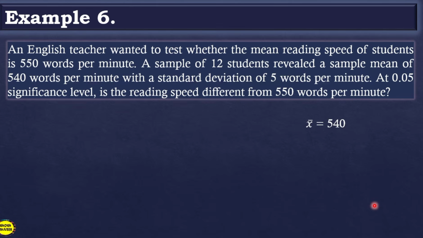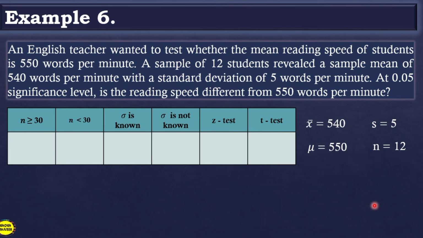So the sample mean is 540 and the population mean is 550. The sample standard deviation is 5 and the sample size is 12. So based on the given data, yung sample size natin ay less than 30 and then the population standard deviation is unknown. So, hindi siya given kasi sample standard deviation ang nandyan. So, therefore, dito natin siya ilagay. The population standard deviation is not known.